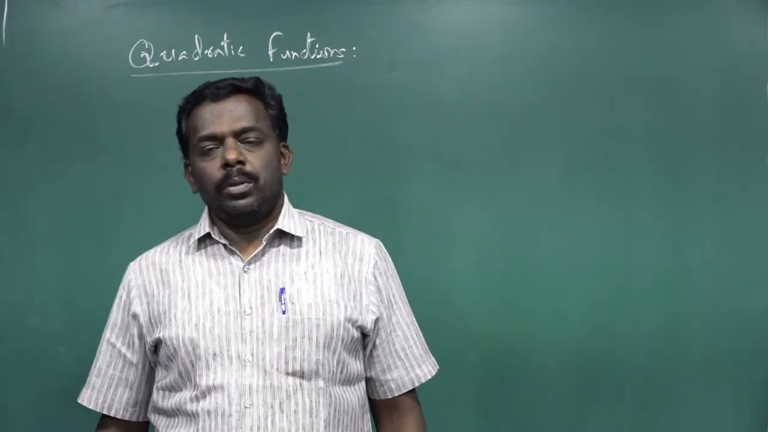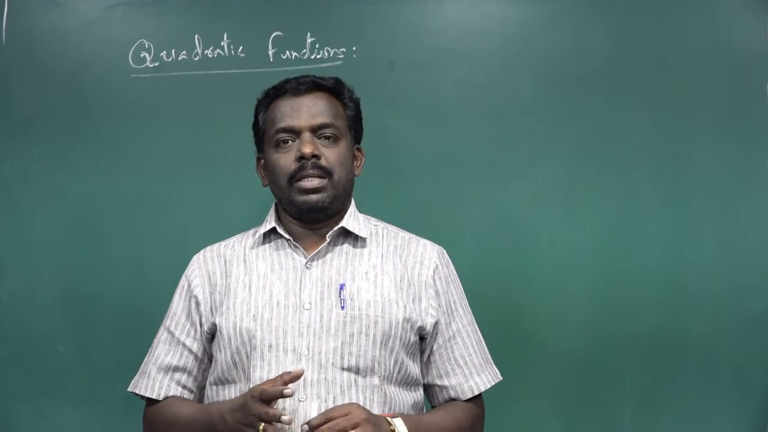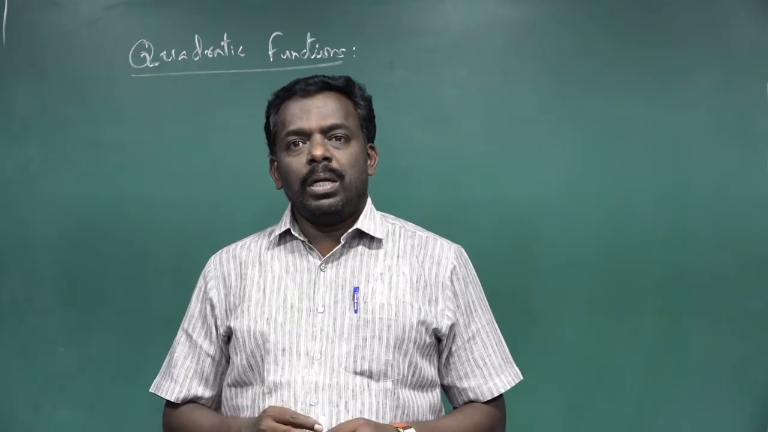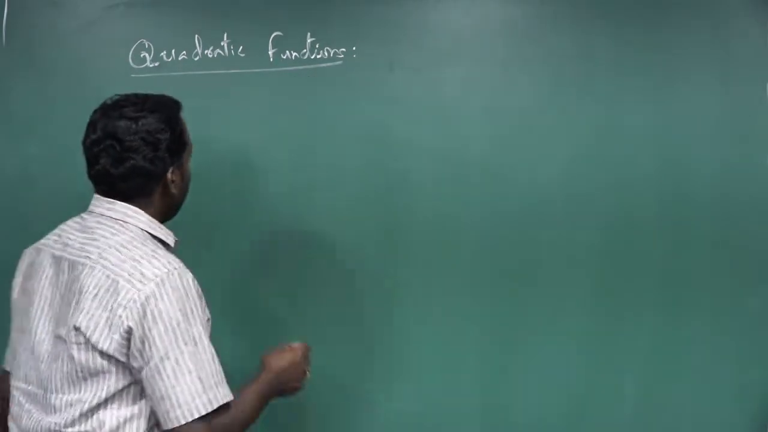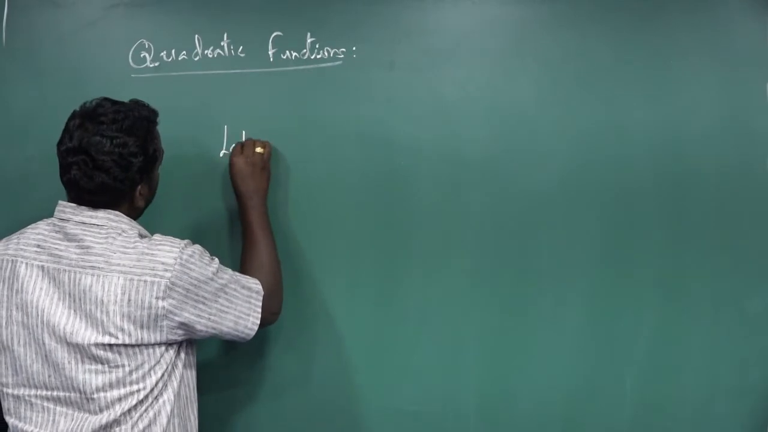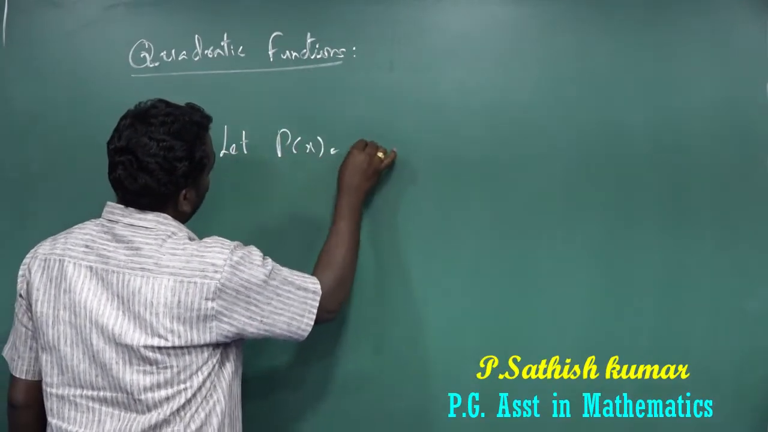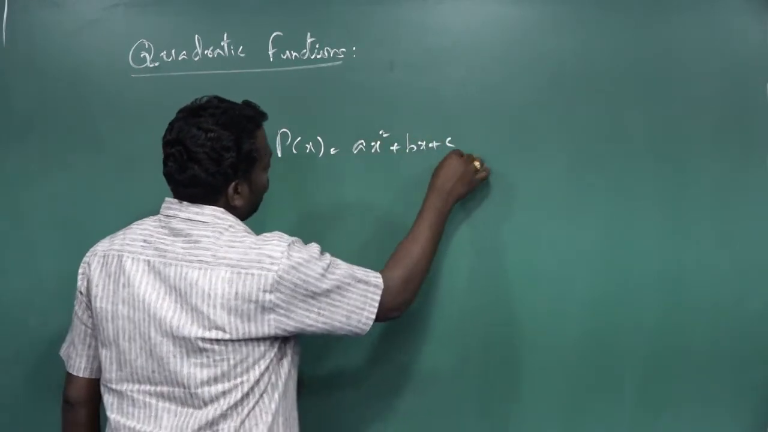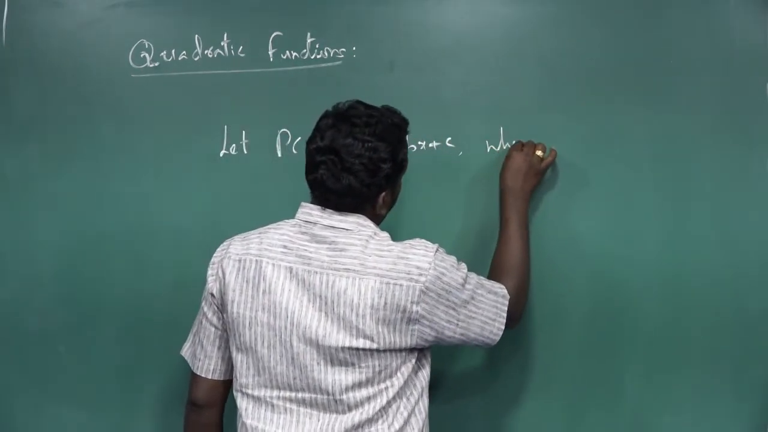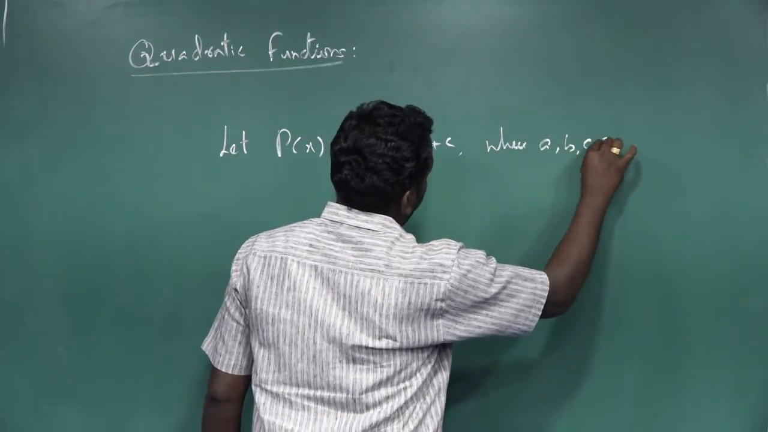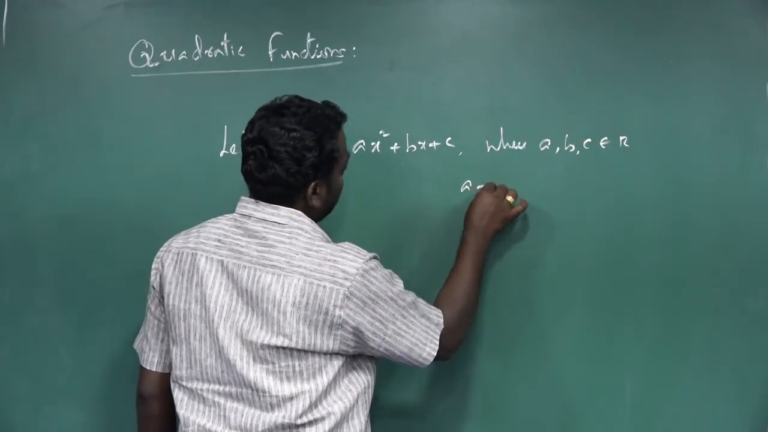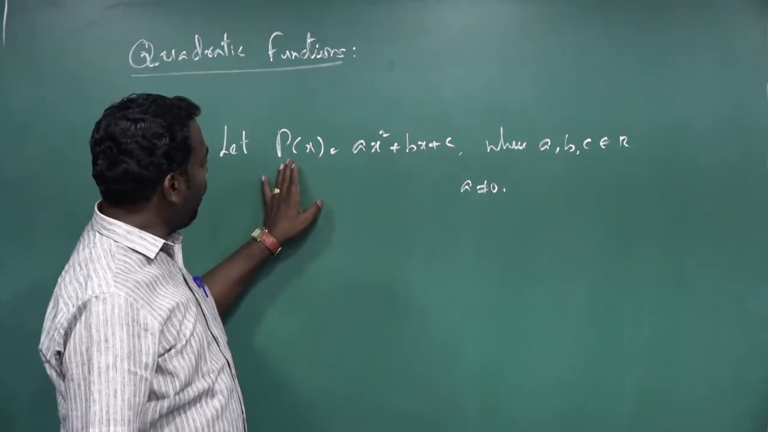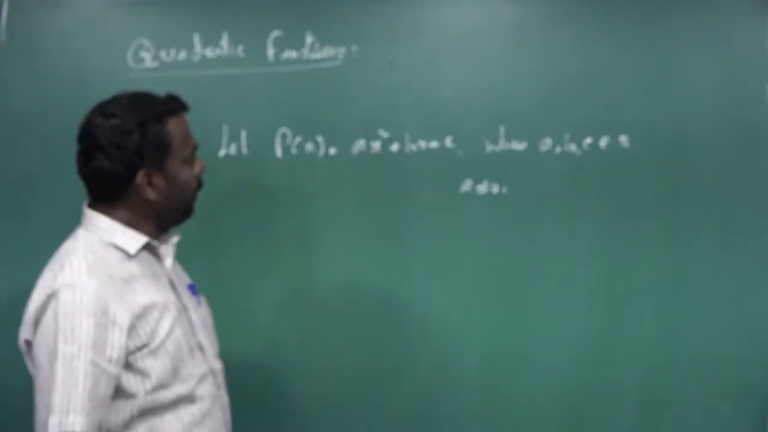Good morning, students. Today we are going to discuss exercise 2.4, quadratic functions. You know about the quadratic equation already from 10th standard. Let P(x) = ax² + bx + c. It is a quadratic equation where a, b, c belong to the real numbers R, and especially a is not equal to 0. This condition is satisfied, and the given P(x) is defined by this quadratic equation.